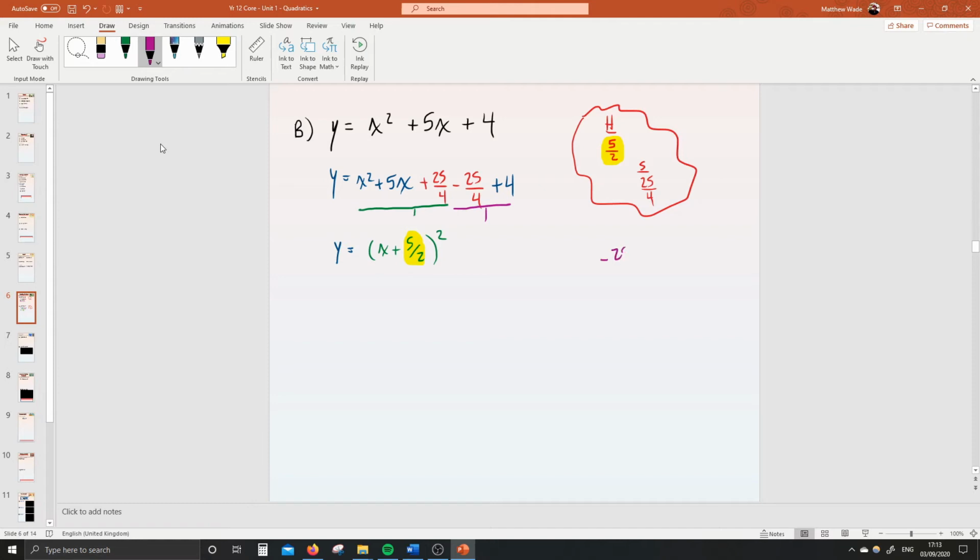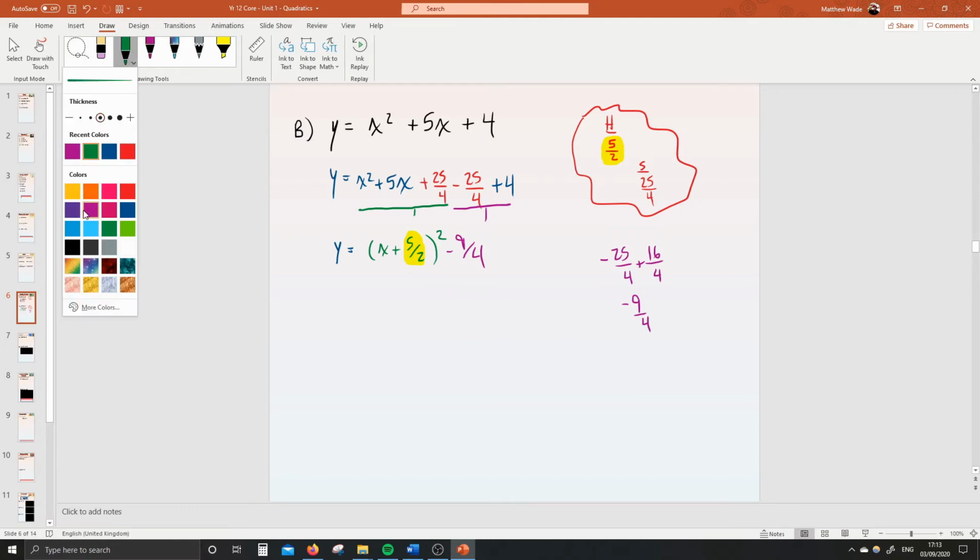So this is minus 25 over 4, and this is going to be 16 over 4. 25 minus 16 is going to be 9, so it's negative 9 over 4. And so you're going to be left with minus 9 over 4. And that's what you've got then in fully perfect completed square form.